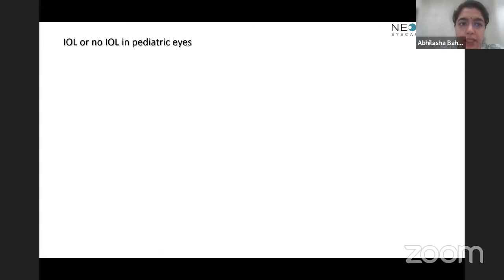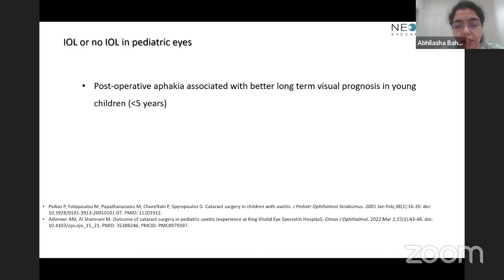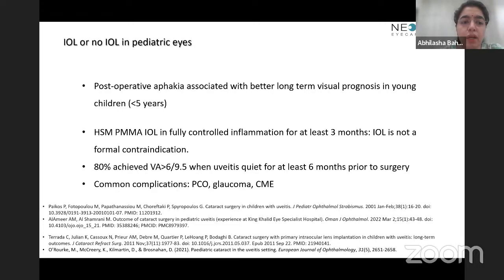Now coming to another question: intraocular lens or no intraocular lens in pediatric eyes. Postoperative aphakia is associated with better long-term visual prognosis in younger children who are less than 5 years of age. This is because when you put an intraocular lens in a very young child, there is a very high chance of postoperative inflammation and recurrences, which leads to failure of the surgery. The lens can always be implanted at a later date in very young children.